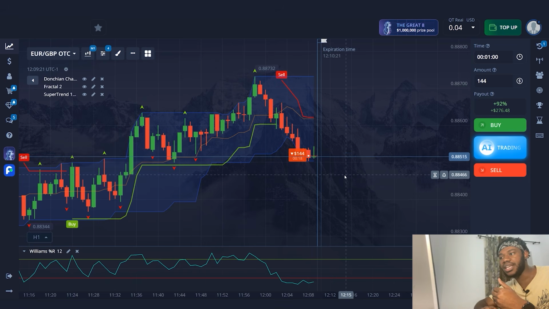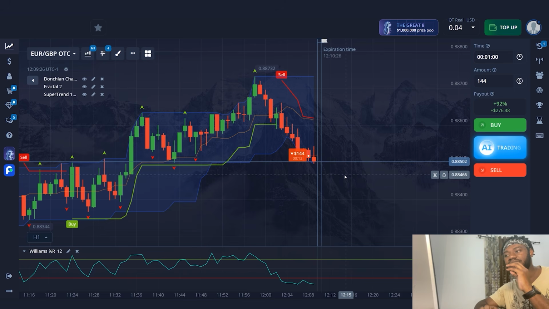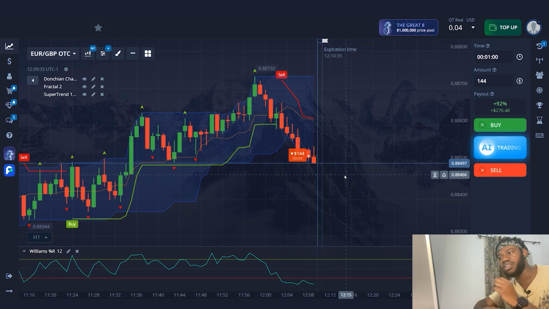The Williams indicator is important in this strategy because it's this one that allows you to open a trade. In a downtrend, the indicator line should cross the -80 level, and in an uptrend, the indicator line should be above the -20 level. Now, stick to these rules and most of the trades will definitely be profitable.